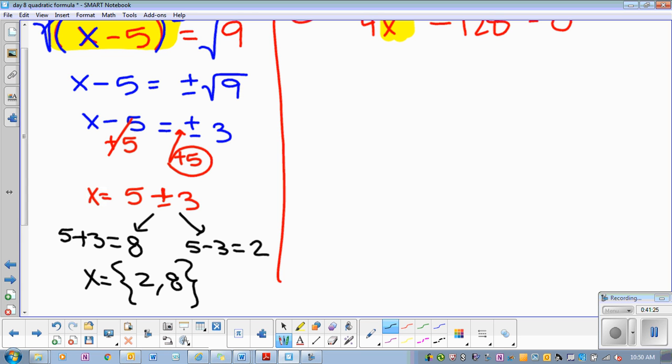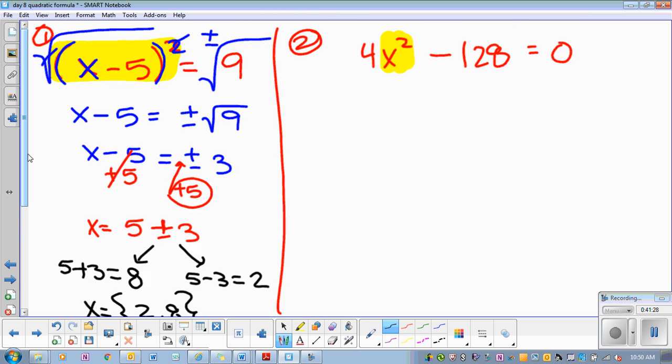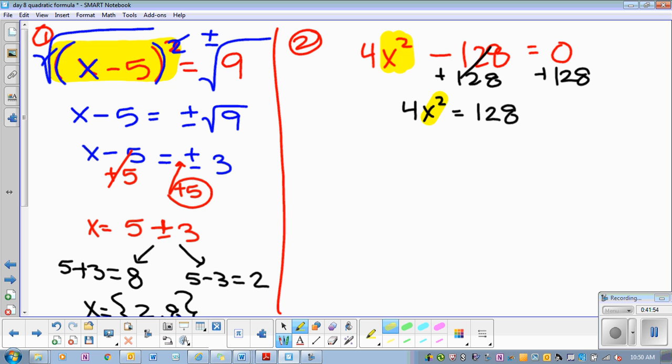Alright. Okay, let's look at the second one. Remember, you're trying to get that x squared term all by itself. What should you do first? Yeah, add 128. So now you have 4x squared equals 128. You're still trying to get this x squared all by itself. What should you do? No, it's not all by itself. Divide by 4. Thank you, Jenny. X squared equals what? What is 128 divided by 4? 32.